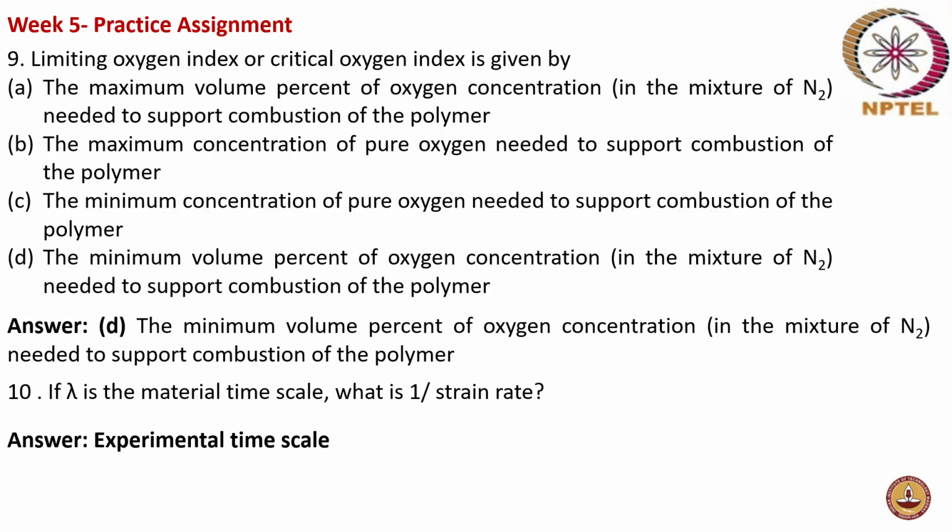For example, if the material time scale and the experimental time scale are of the same order, there will be one type of behavior. Whereas if the material time scale is of higher order and the experimental time scale is of lower order, there will be a different behavior. And if it is the other way around, there will be a completely different behavior. This is not for different polymers, but for the same polymer, you will see different kinds of behaviors. You will get a better understanding of this when viscoelasticity properties are explained.